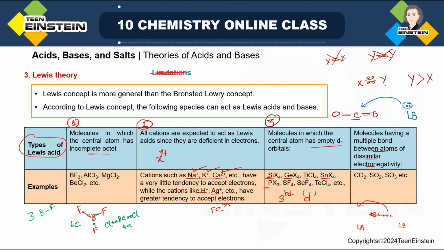So these are the four categories of molecules that can act as Lewis acid. And right now, I hope you have already understood why Lewis theory is more general, why we are calling it a more general theory. Because see how versatile the examples are, right? Total four categories. First of all, the incomplete octet, then the cationic species, the third one having empty d orbital in the central atom, and the fourth one is multiple bonds between atoms of dissimilar electronegativity. So it is very versatile, and that is clear from these different types of examples.